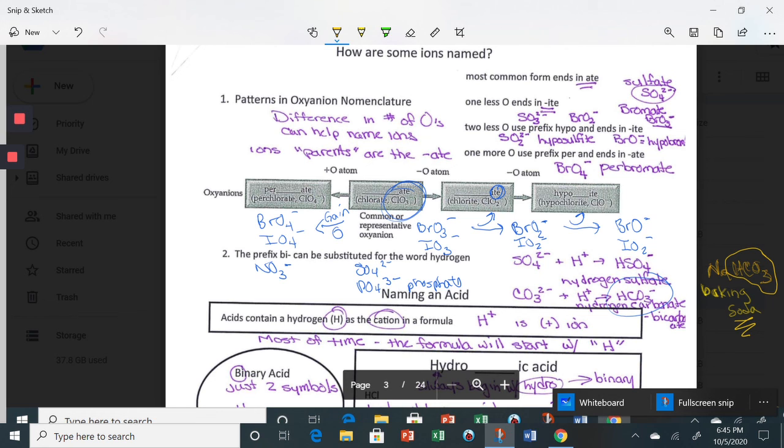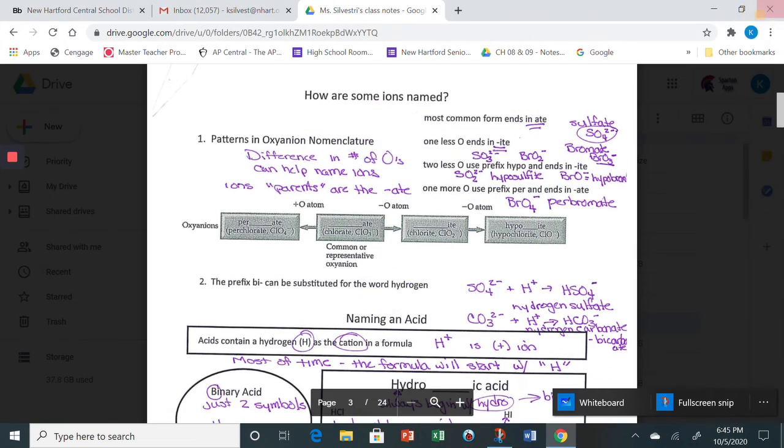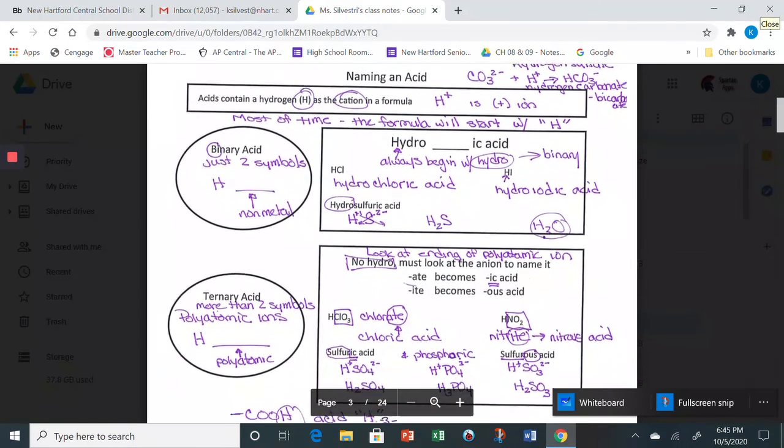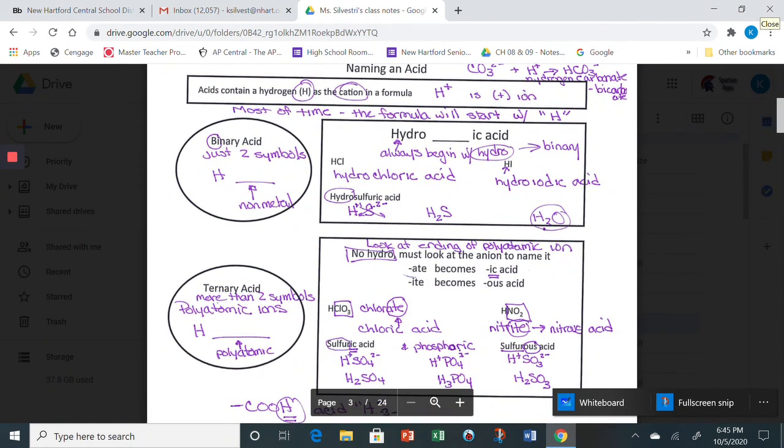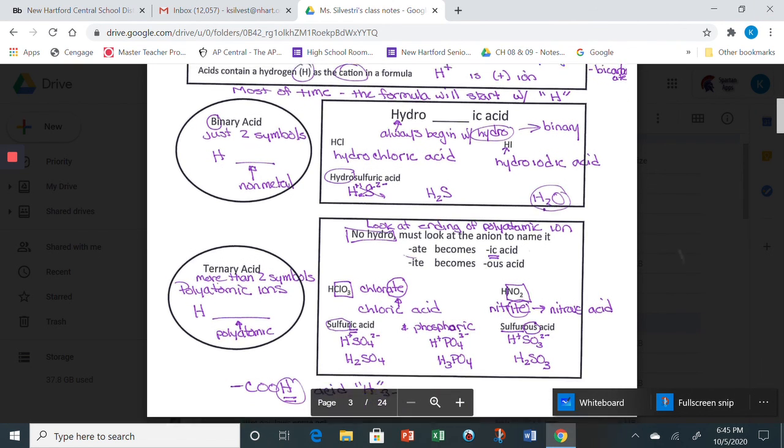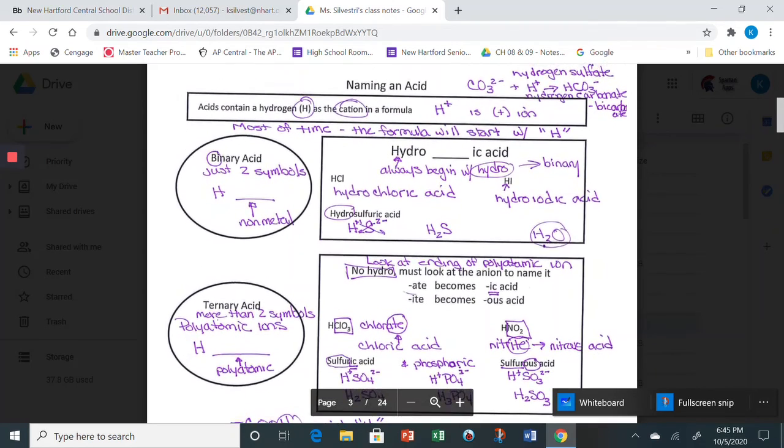Patterns, patterns, patterns. Naming an acid. 2 different types of acid. A binary acid. So binary means, and I'm going to move this up.